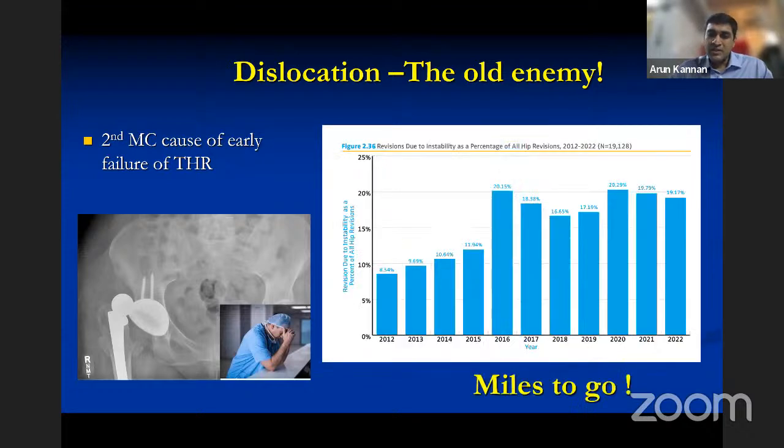And if you look at the bad news, over time the number of revisions due to dislocation and instability has remained constant or even higher than before, as a percentage of all the revisions. Maybe the other regions we've improved, but in dislocations, there has not been such a drastic improvement over the last 15 years or so. From 2012 to 2019, the percentage of instability contributing to revisions in the American Joint Registry is still fairly high, and it's even gone up.